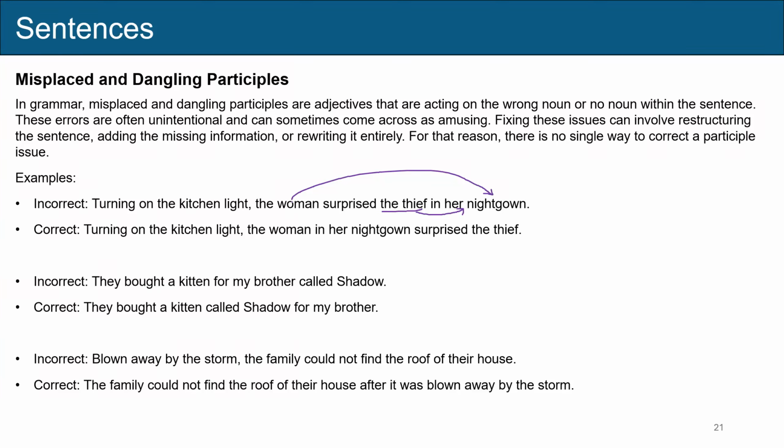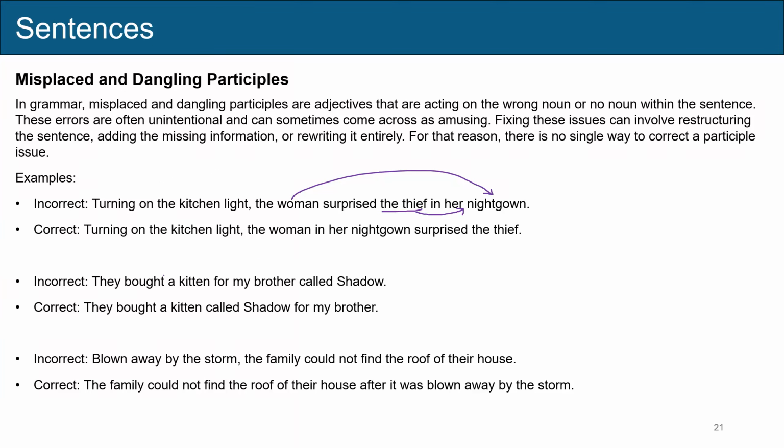And so to fix that, to make sure the reader understands, we want to make sure the in the nightgown part is more closely attached to the woman. Turning on the kitchen light, the woman in her nightgown surprised the thief. So we put it ahead of the verb.